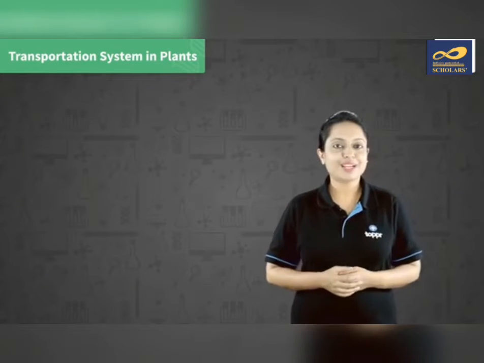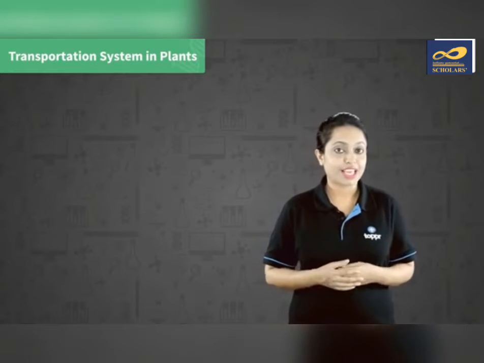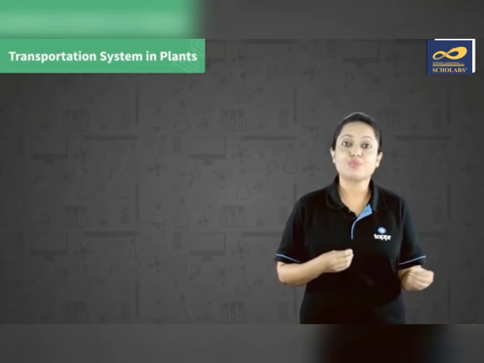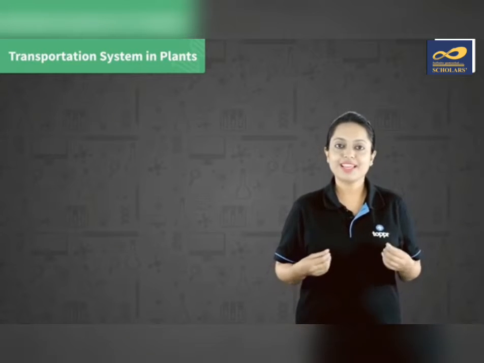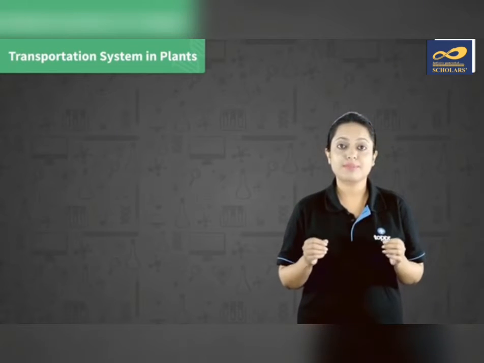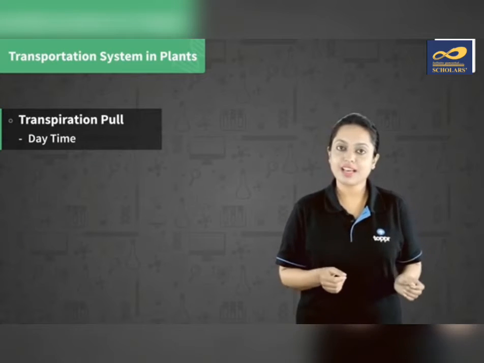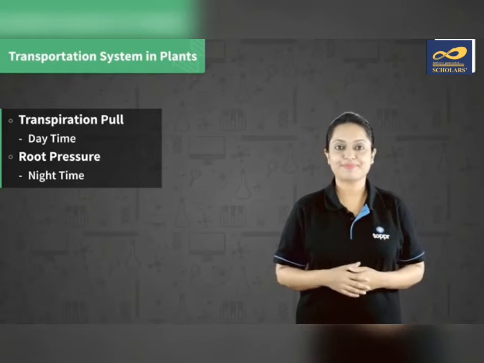So now, after studying both the methods, that is root pressure and transpiration pull, can you tell me which method is more prevalent during the daytime and which method is more prevalent during the night time? It's very easy to guess. As we know that transpiration occurs in plants during daytime, so transpiration pull occurs during daytime, and root pressure is more prevalent during night time.